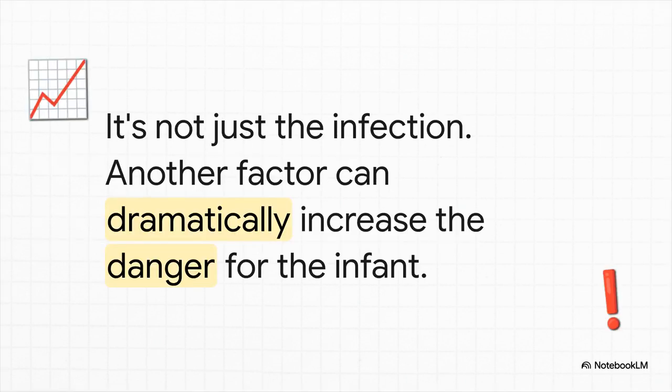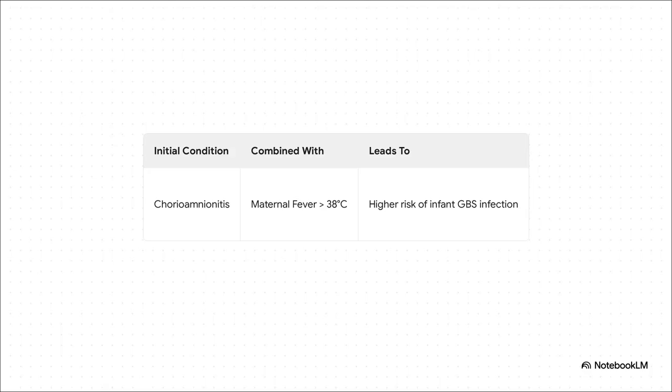But hang on, because this is where the details get super specific and they paint a much clearer picture of the danger. It's not just about having chorioamnionitis by itself. There's another factor that can come into play and just completely raise the stakes. So check this out. You have the initial condition, the chorioamnionitis, but when you combine it with the mother developing a fever over 38 degrees Celsius during labor, the risk of her baby getting that GBS infection goes up a lot. This specific combination is a major red flag for medical teams.